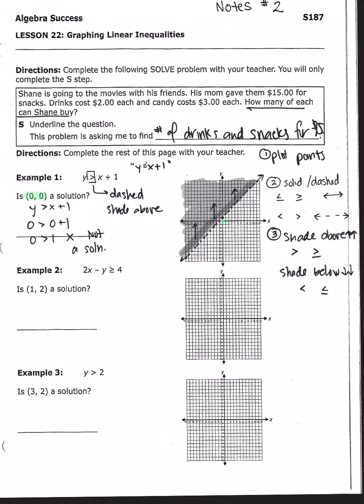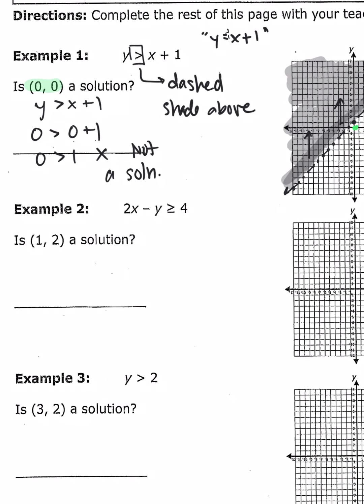So for our second example, our inequality says 2x minus y is greater than or equal to 4. My first step is to plot some points. But this inequality is not ready to be graphed. It doesn't look like y equals mx plus b.